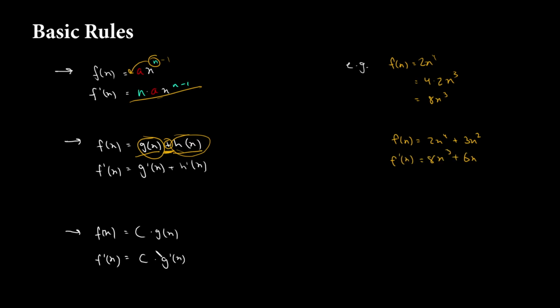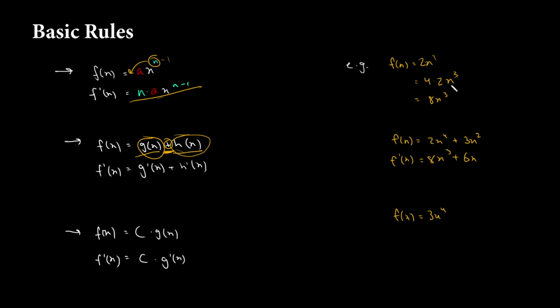And then the last one here is basically if you have a constant in front of a function, then the constant just gets carried over. It doesn't matter. You just derive the function and not the constant, and you don't do anything with the constant itself. So as an example, we have f of x is 3 times x to the power of 4.